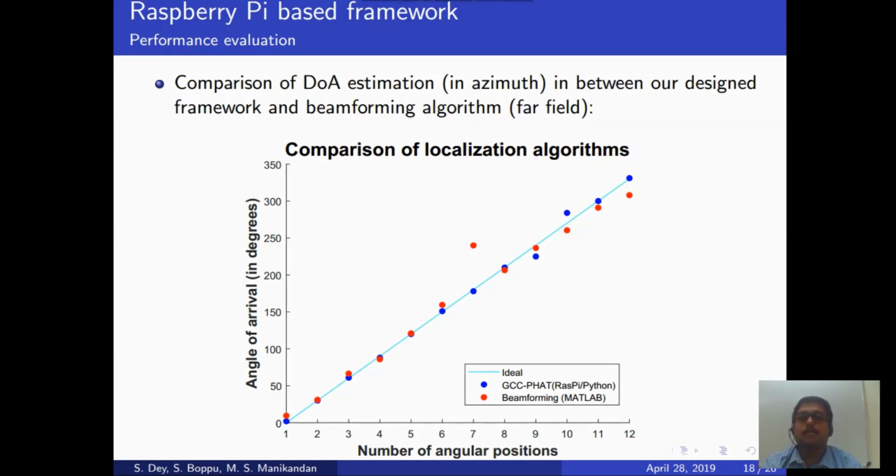This is the performance evaluation of our second framework, that is the Raspberry Pi based framework. The green line denotes the ideal direction of arrival. The blue dots denote the direction of arrival estimated by our own framework, whereas the red dots are the direction of arrival estimated by the standard delay and sum algorithm. As you can see, the blue dots are more inclined with the ideal line as compared to the red dots, which indicates that our framework outperforms the standard delay and sum beamformer in localization.